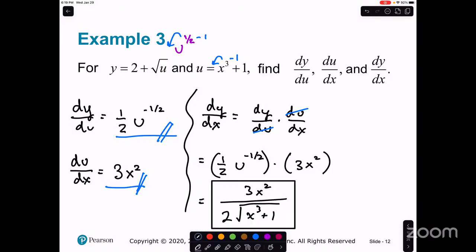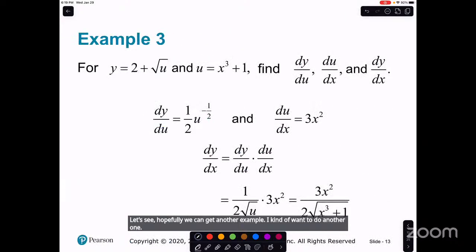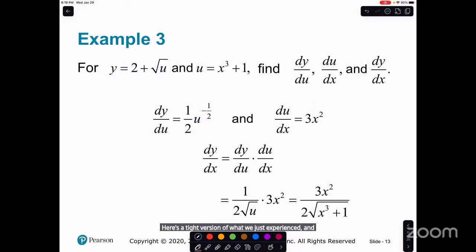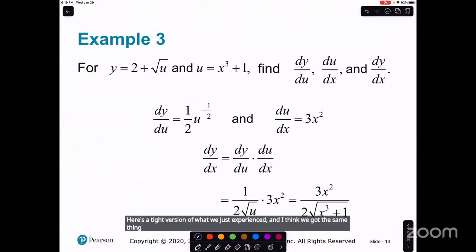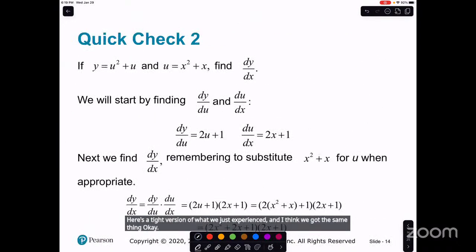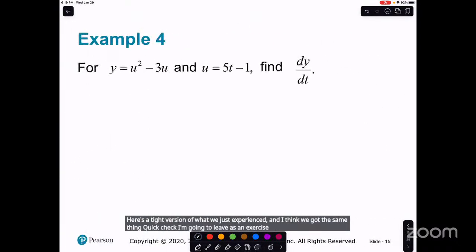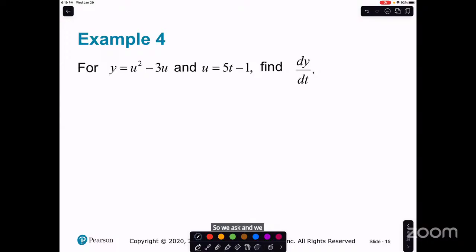Let's see, hopefully we can get another example. I kind of want to do another one. Here's a typed version of what we just experienced, and I think we got the same thing. Quick check I'm going to leave as an exercise for you. Given this y and this u, find the derivative of y with respect to t. Let's give it a go again. We asked and we shall receive, right? We wanted another one, here's another.